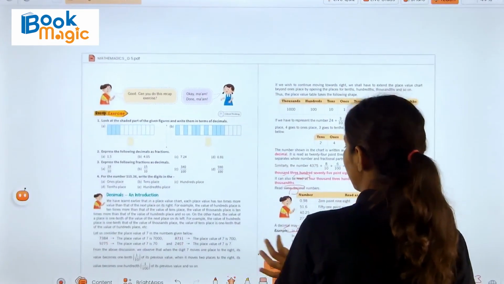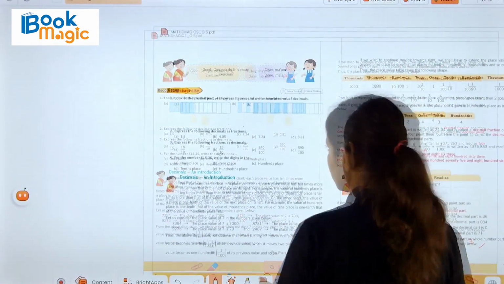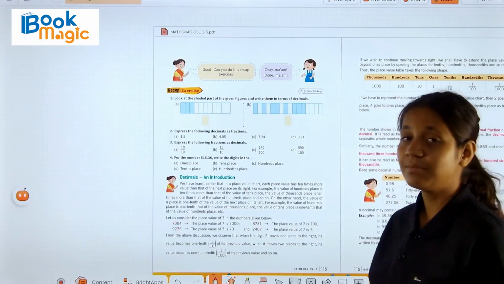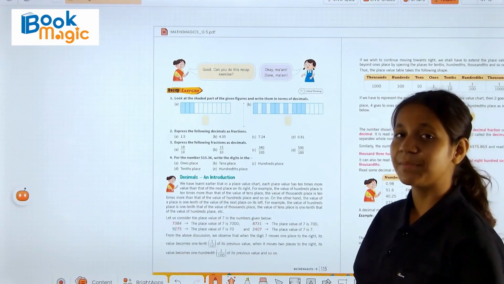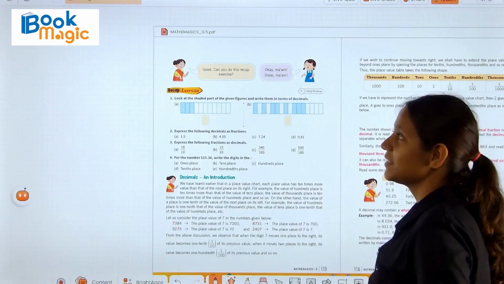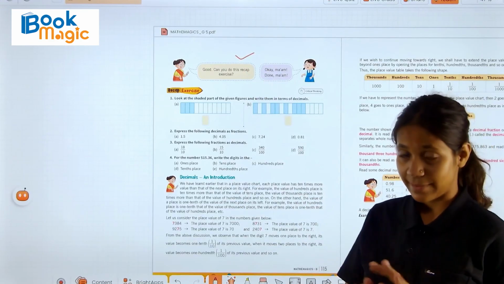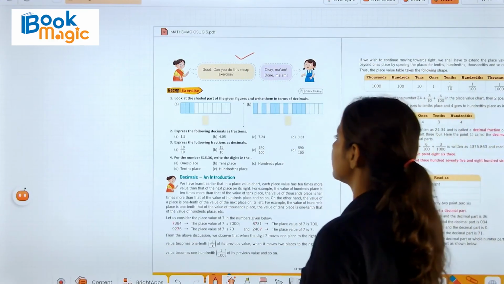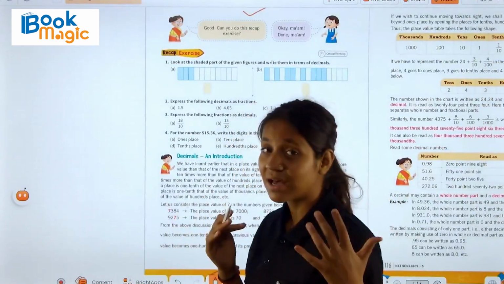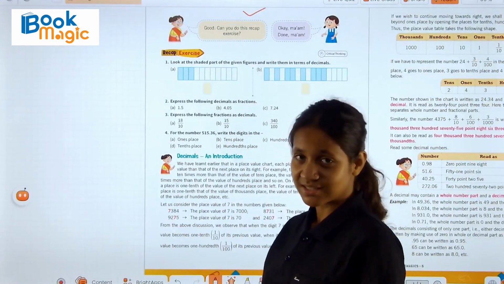Here we have again the conversation part. Firstly, students said, "Okay ma'am, done ma'am." Then teacher said, "Good. Can you do this recap exercise?" क्या आप सभी ये recap exercise कर सकते हैं? So let's do this recap exercise to remember our last class's concept.